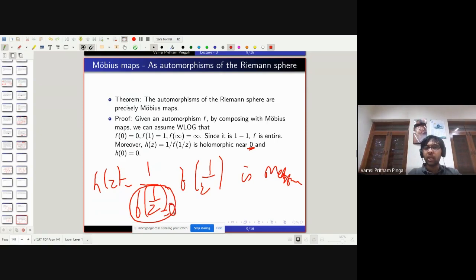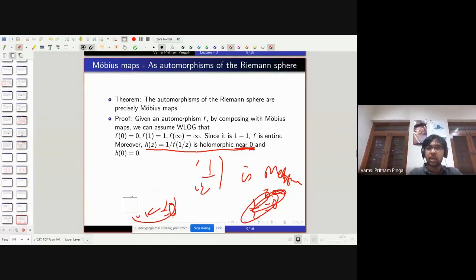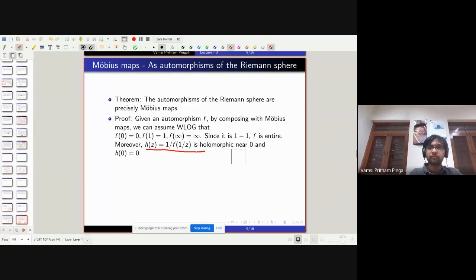But when can this become 0? This will become 0 only when 1 by z is 0. In other words, z is infinity. In other words, this function is holomorphic near 0 and h of 0 is 0. In fact, this function is entire. Okay.